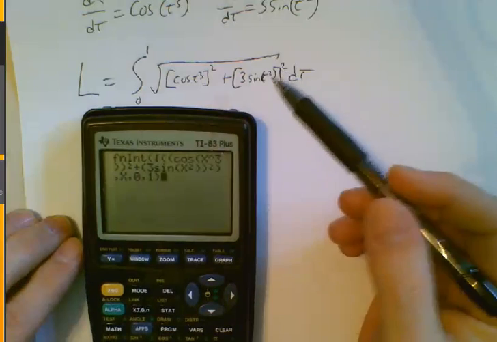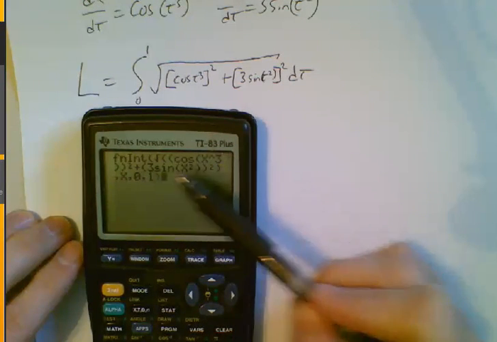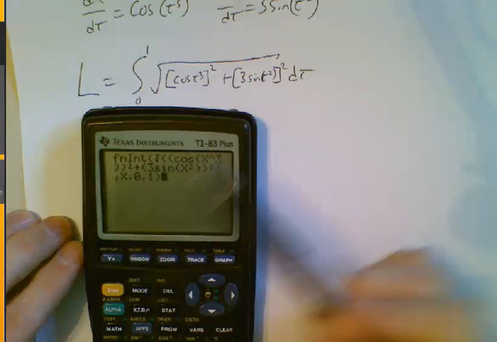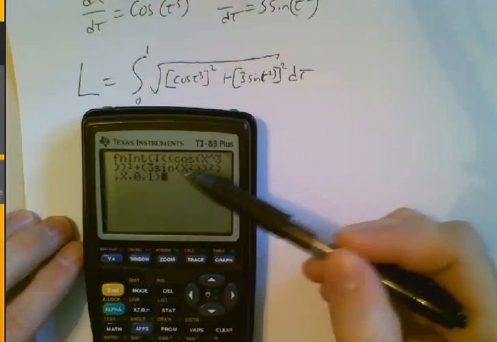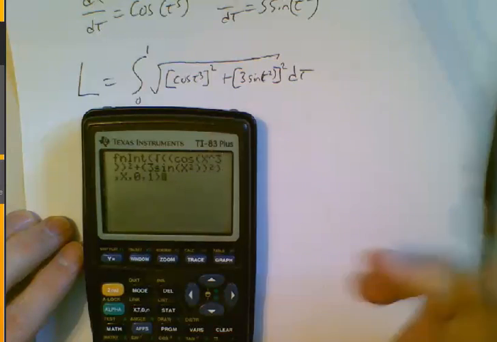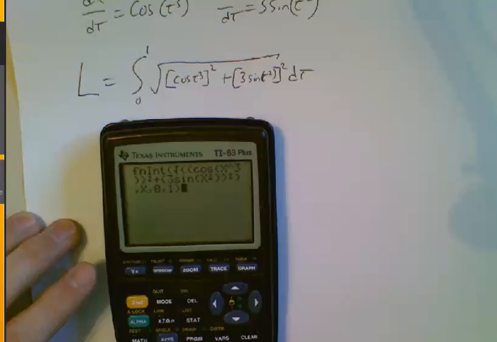How many left parentheses do I have? 1, 2, 3, 4, 5, 6 lefts. How many right ones do I have? 1, 2, 3, 4, 5, 6. Okay, so I at least have the right number of them. The question is, did I put them in the right place? And let's see. Enter.